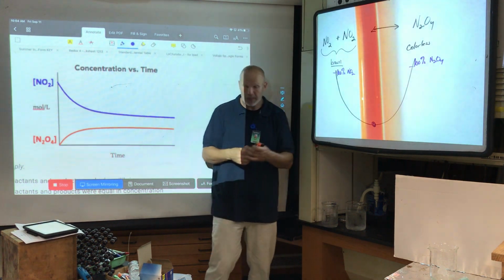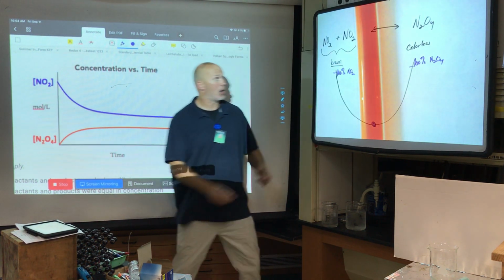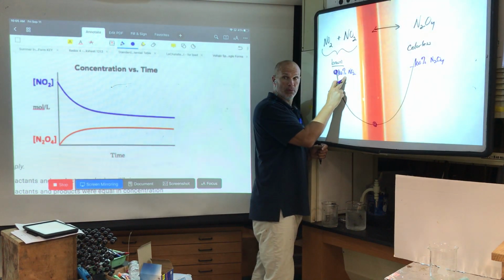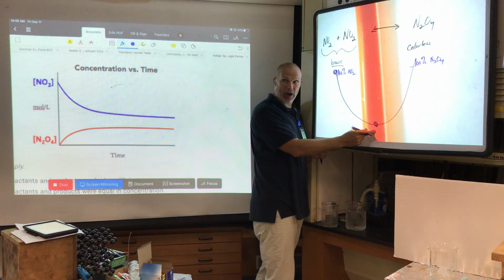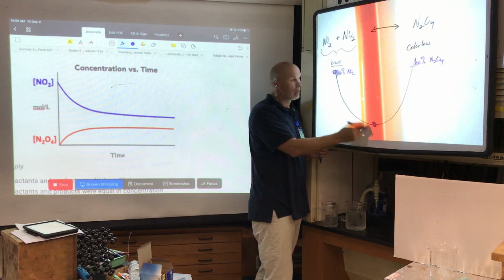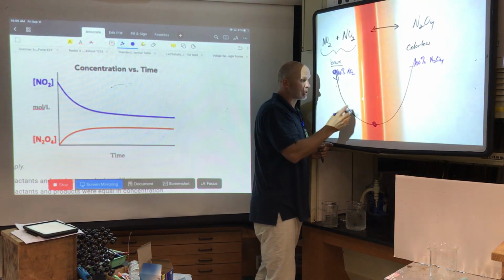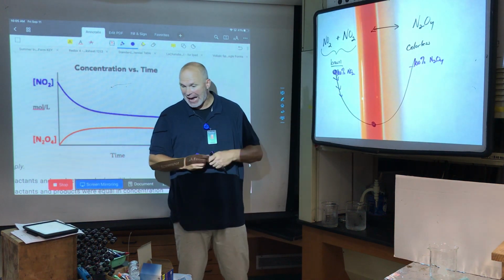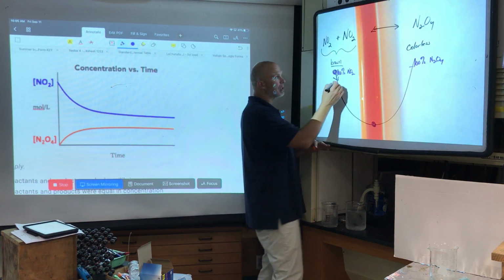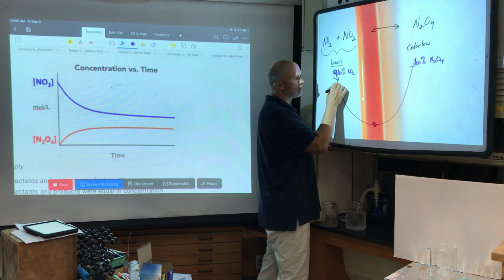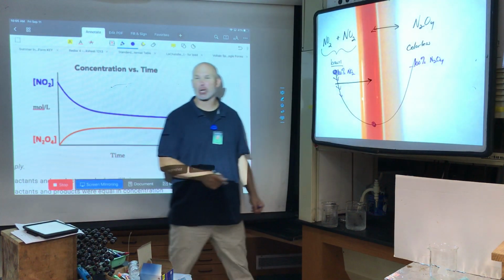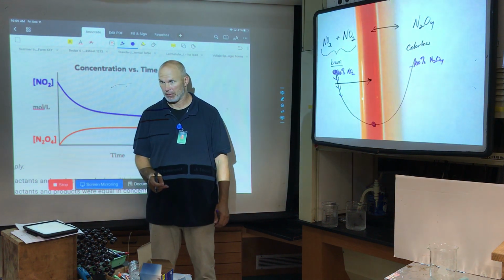So party people, if I start with 100% NO2, look how far away I am from 0. It's going to work spontaneously downward. And the best way to think about it is the arrow. Look, if I'm in this position here, look at the size of my arrow to get to this position. That's showing me a huge direction.